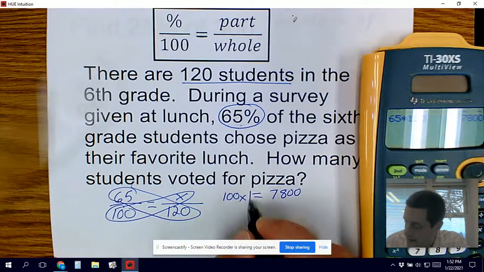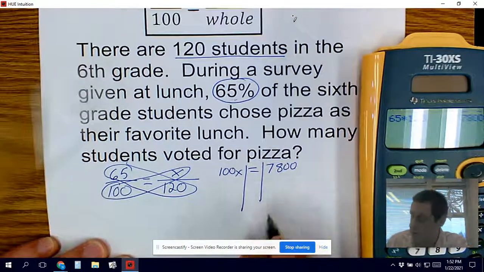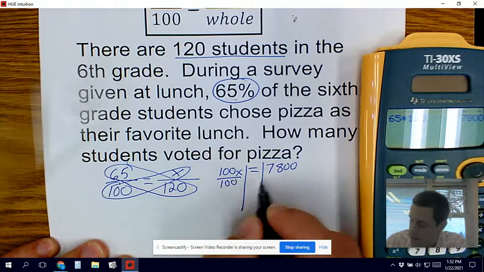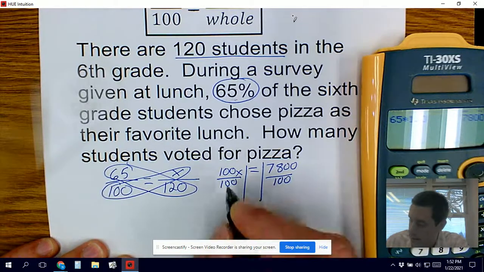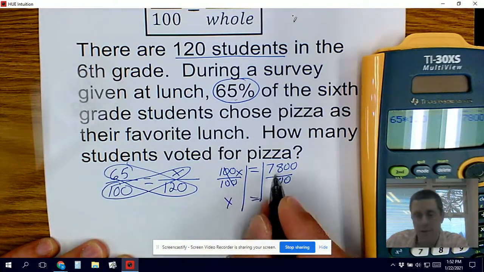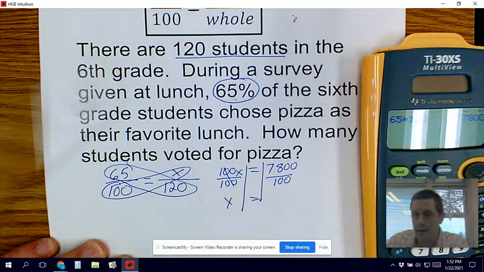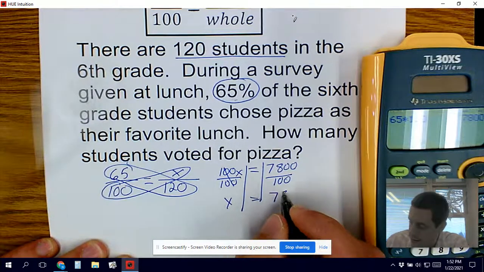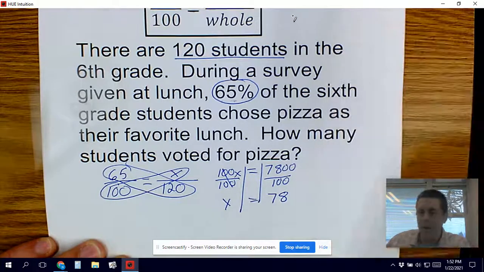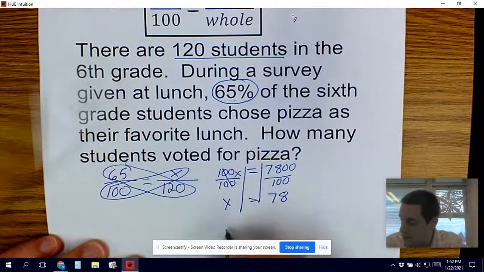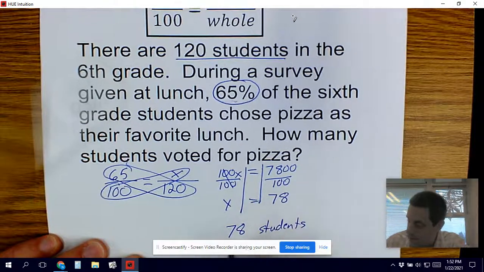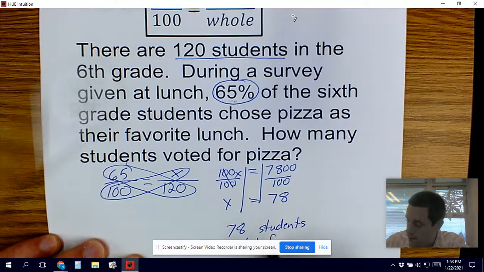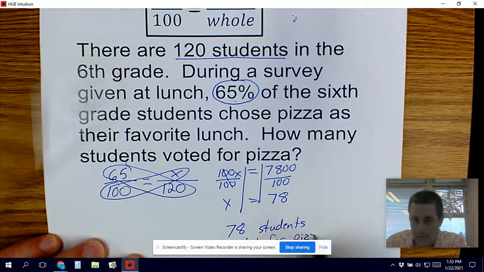And now we can split our equation into two sides. We're going to solve for x by dividing both sides of the equation by 100. We're left with x equal to 7,800 divided by 100. Use a calculator if you need to, but I know the answer is 78. And don't forget to label that value because this is a word problem. So 78 students voted for pizza.